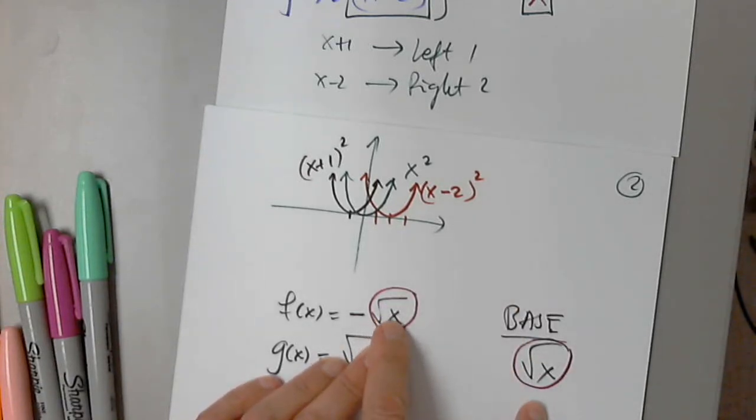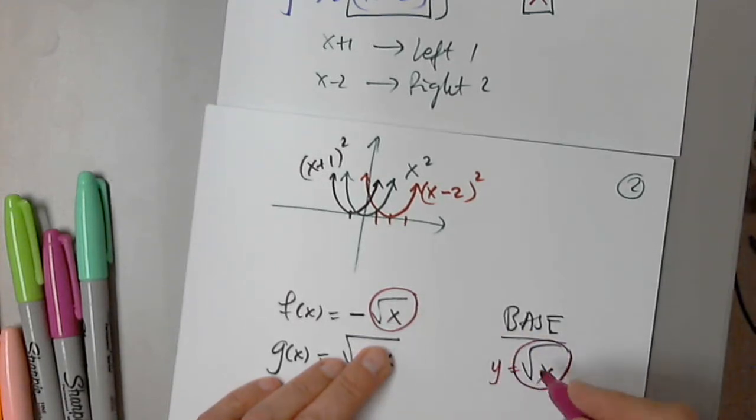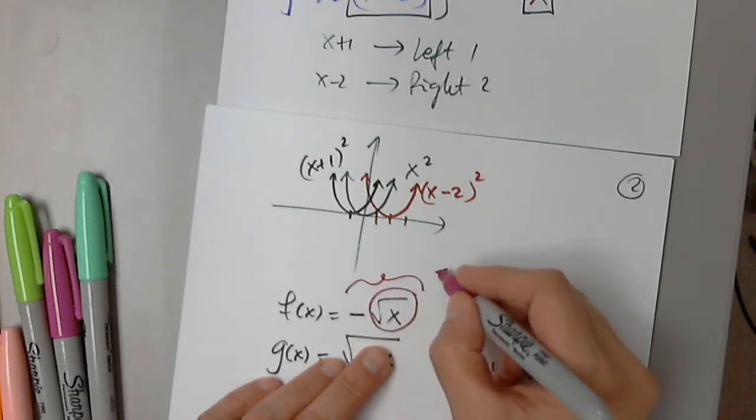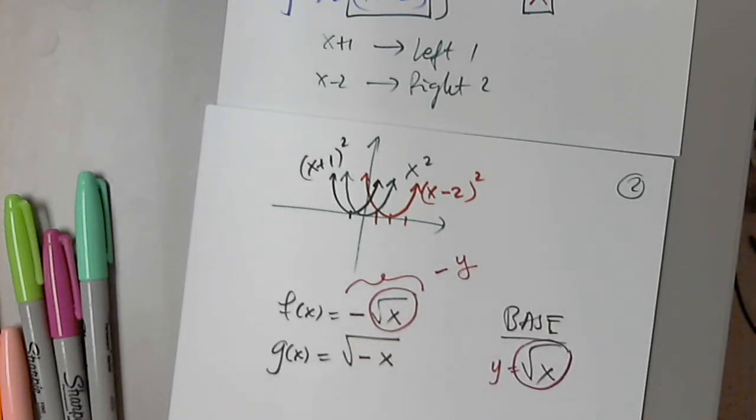Am I changing x? No, I'm changing the sign outside. So if this is the y value, this will be the negative y value. What type of reflection will that be? Positive y, negative y, or negative y, positive y, with respect to the... excellent.